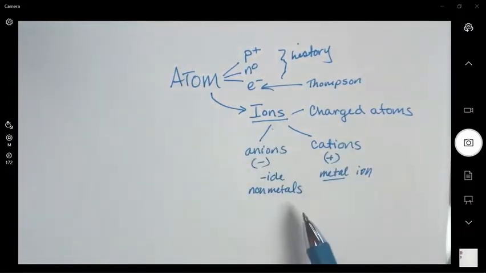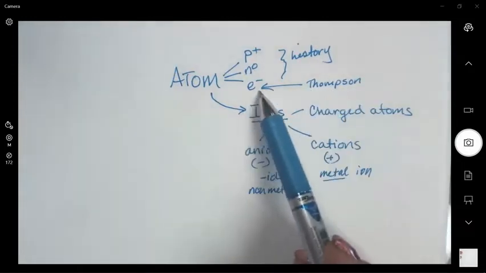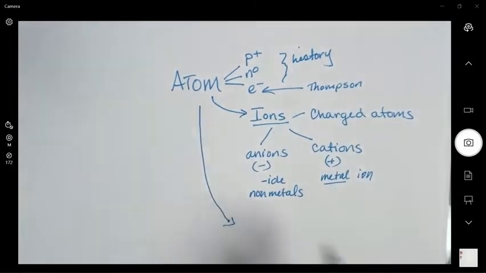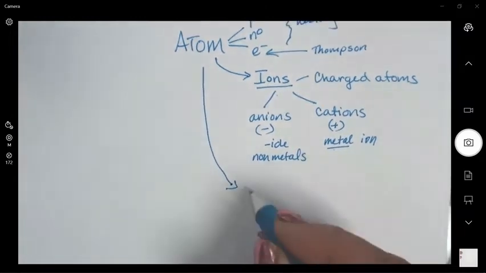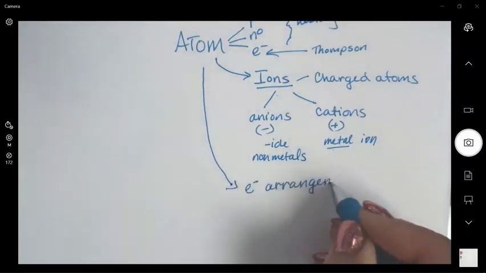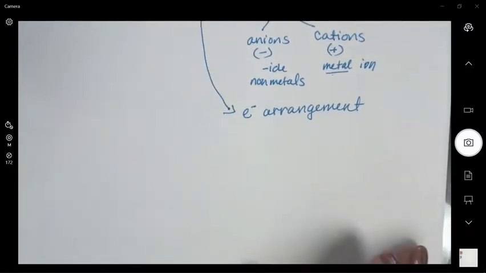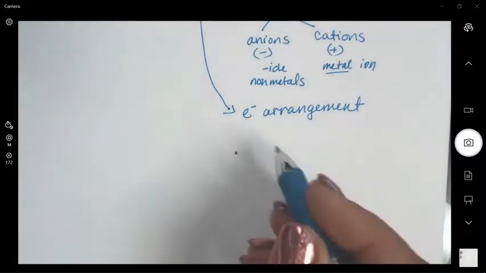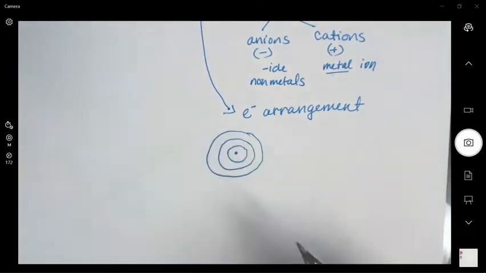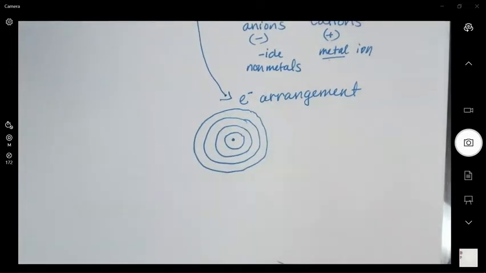So we went over ions. Now, after Thompson found the electron, we then did a little more history because we went into how the electrons are arranged. The electron arrangement around the atom is what we talked about. And this is called the planetary model. Who came up with the planetary model? Bohr. Right.